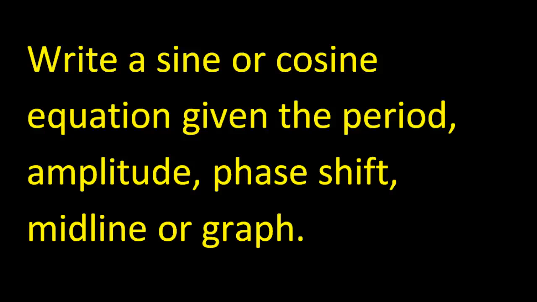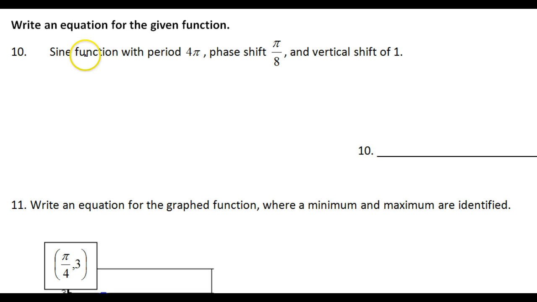In this video, we will learn how to write a sine or cosine equation given the period, amplitude, phase shift, midline, or a graph. So look at number 10, for example. We're told that it's going to be a sine function, and we're given the period and the phase shift and vertical shift, which is the same thing as giving us the midline. The midline is going to be y equals 1. Anyway, let's start with the period.